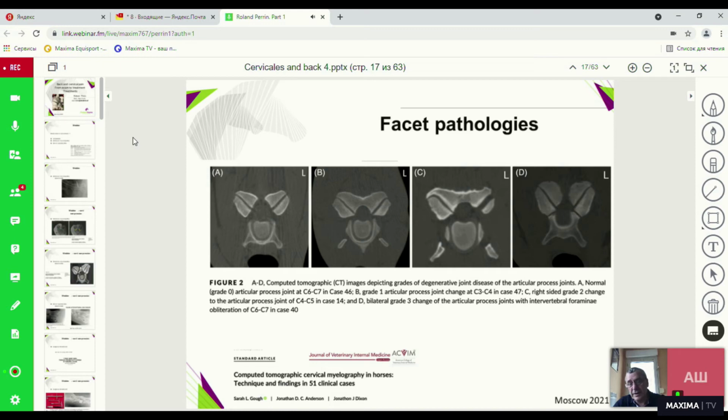When you look at the fourth picture, totally on the right, you see a big modification of the cranial part, and this big modification can cause compression of the spinal cord and compression of the nerves.